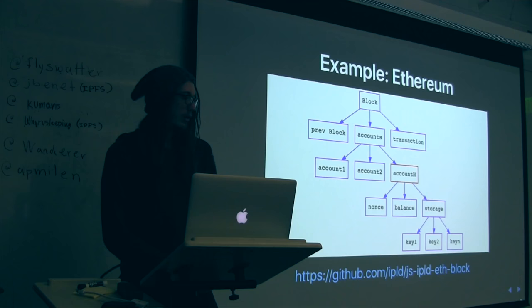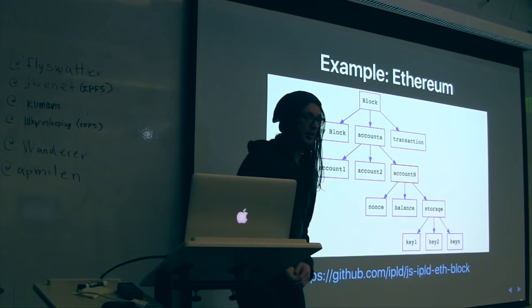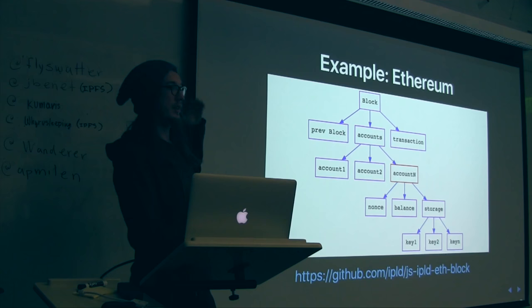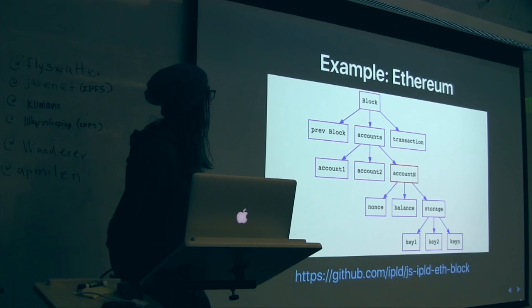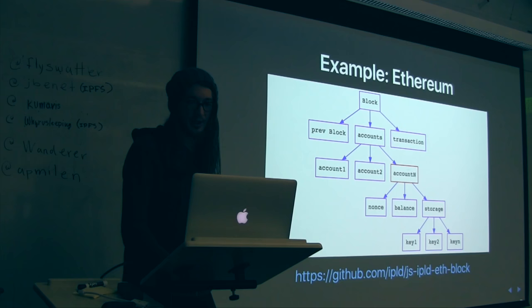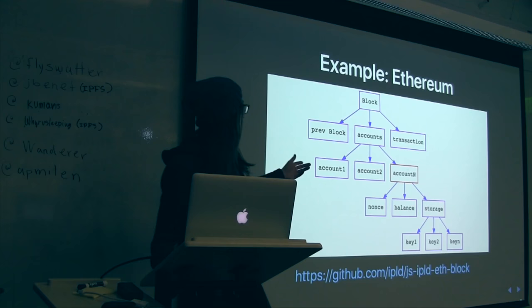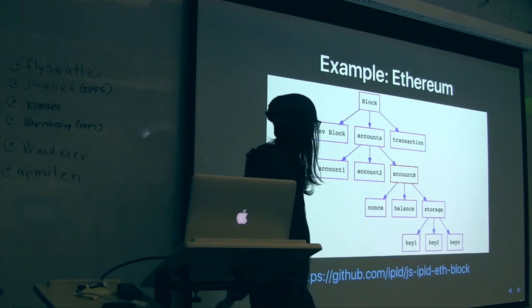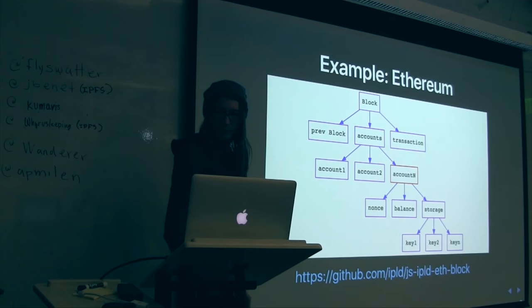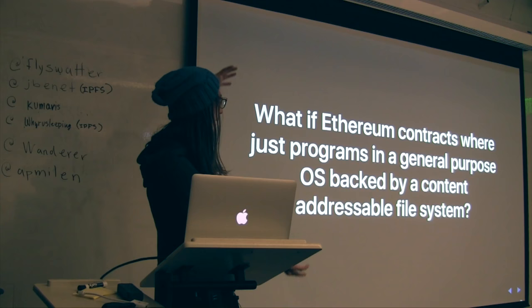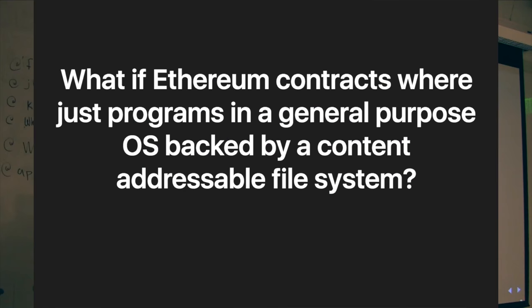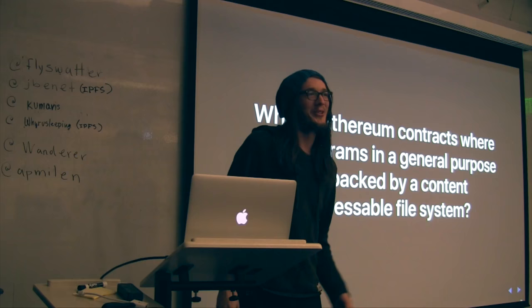One thing we do with translators that Kamavis has been working on, super cool, and also Why Are You Sleeping with other blockchains, is importing the blockchain into IPFS. This isn't actually the structure of what Ethereum looks like totally. I left out a lot of stuff, but this is an example of what it'd look like. You have block at top level and accounts, and you have all your different account addresses, and then inside account you have a nonce, a balance, and storage, and inside storage you have all your different keys. We have this file structure now. What if Ethereum contracts were just programs in a general purpose OS backed by a content addressable file system? That's sort of a mouthful, but that would be pretty cool, I think.